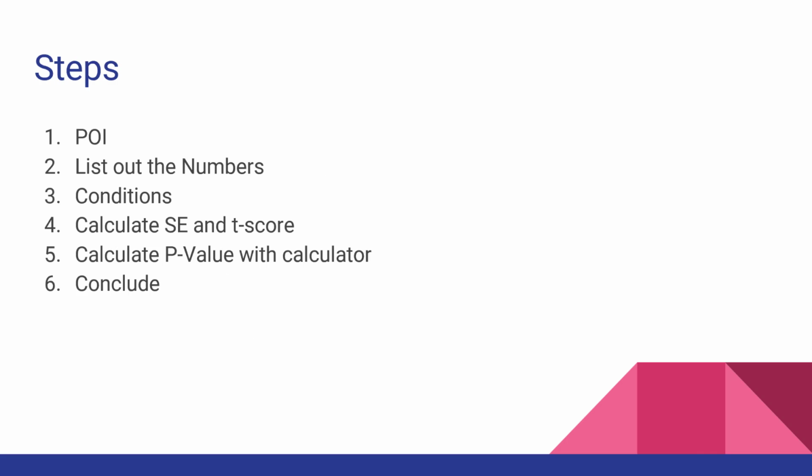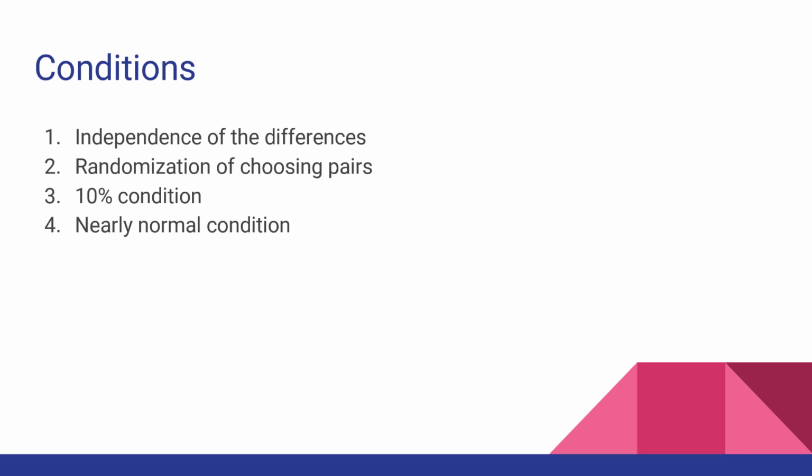So here are the steps for our hypothesis test. The first one is, of course, always to list out our POI. What are we interested in the context of the problem? Then we list out our important numbers and our hypotheses and alpha value. And then we do our conditions, which I will go into in a second. They look basically the same. And then we calculate our standard error, our t-score, and then with that t-score, we get a p-value from the calculator, after drawing our t-model, of course. My bad, should have included that. And then we use that p-value to conclude.